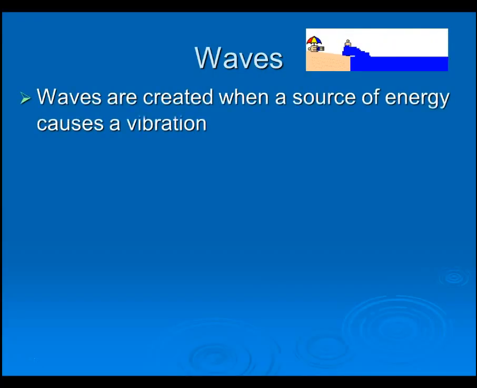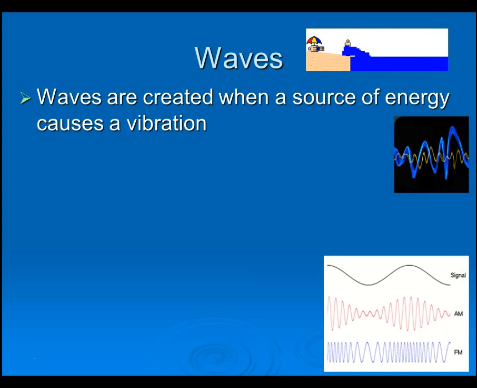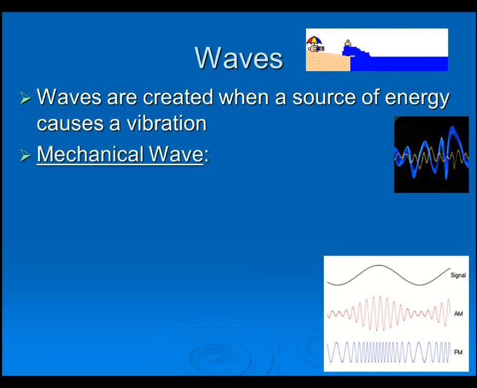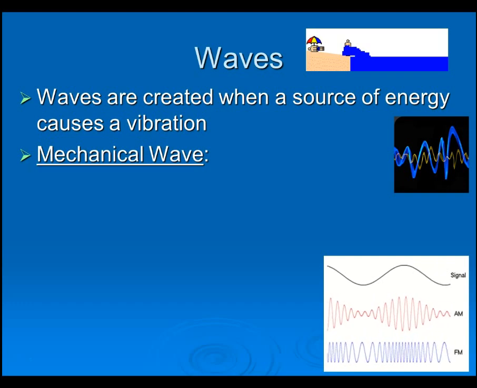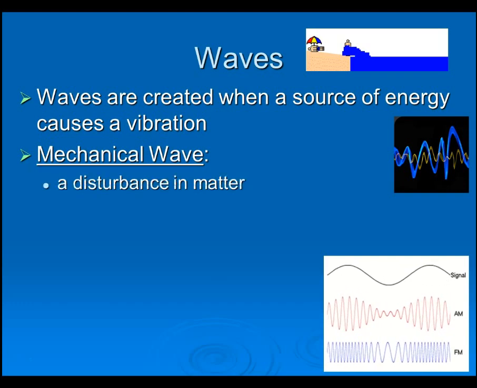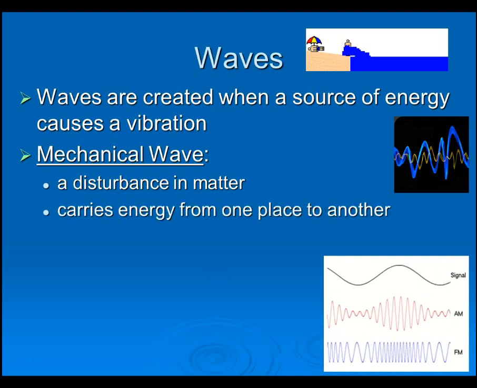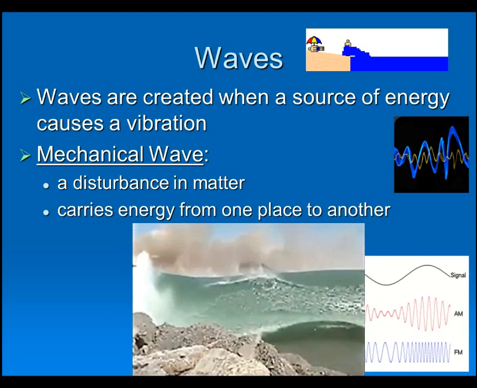All right. A wave, simply put, is something that is created when a source of energy causes a vibration. Now we have different types of waves we're going to talk about. We're going to mostly focus on the mechanical waves for now. A mechanical wave is a disturbance in matter. Something has happened and that's going to carry energy from one place to another.